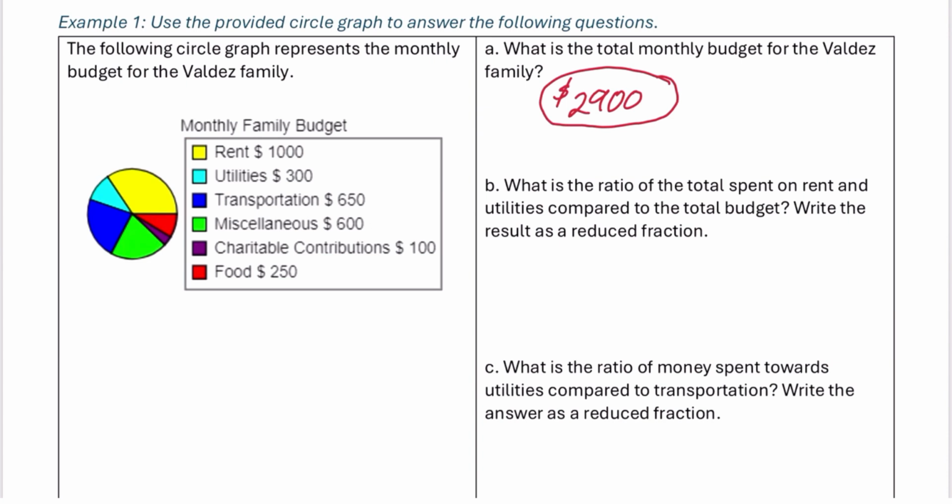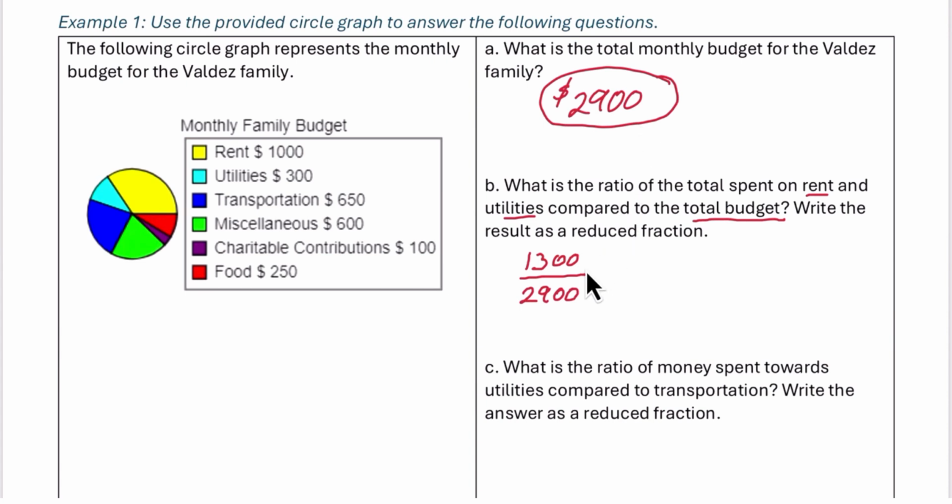In part B, what is the ratio of the total spent on rent and utilities compared to the total budget? Rent and utilities. So that's two different categories. We'll need to add those. Rent and utilities is 1,000 plus 300, which is 1,300. And we want to compare that to the total budget, which we found earlier to be 2,900. Now we need to simplify this or reduce the fraction.